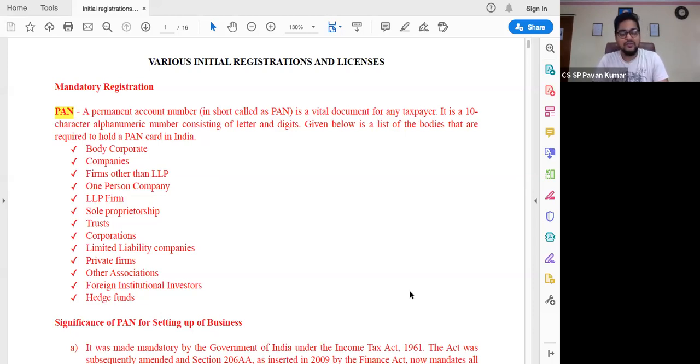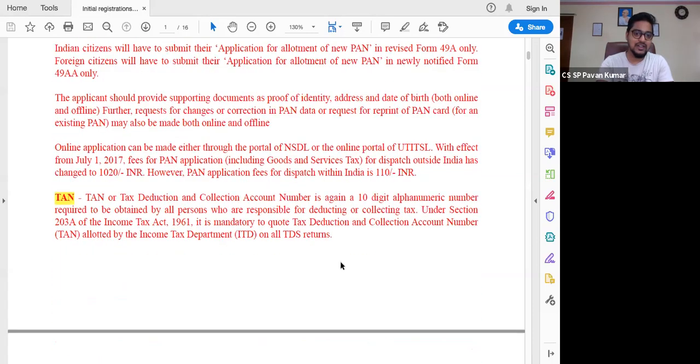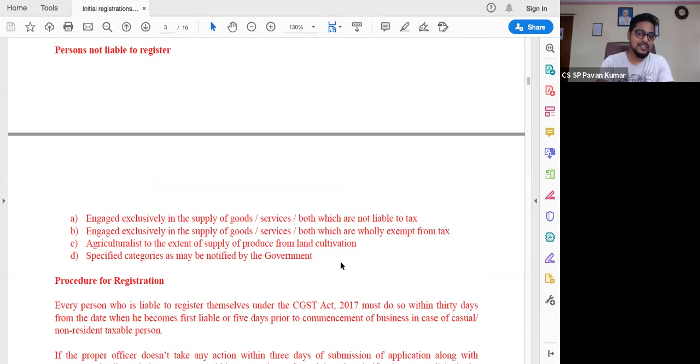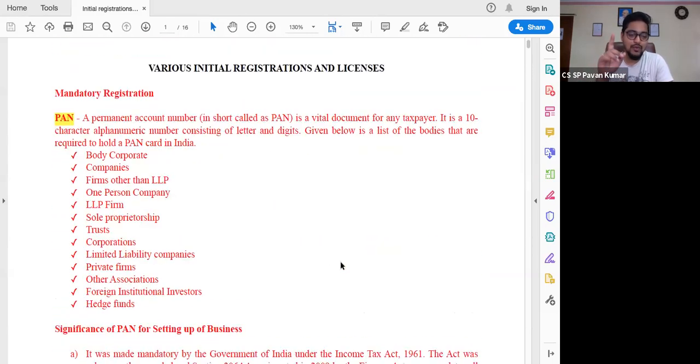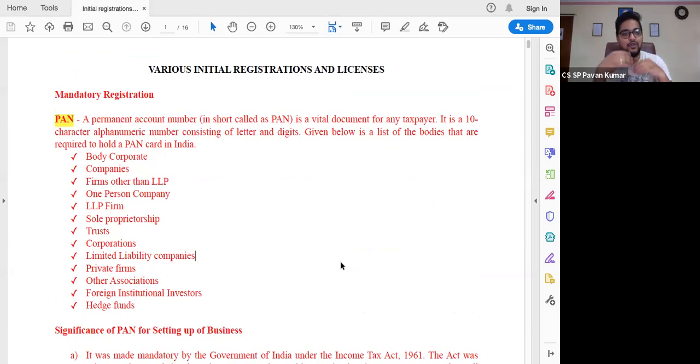So when we see what type of registrations and licenses are required to do business, they can be broadly classified into mandatory and non-mandatory registrations. The first list of things, whatever you can see on the screen, mandatory, the red ones. So there are a couple of things in red color. First, we'll cover what are mandatory registrations, and then we'll continue with non-mandatory registrations.